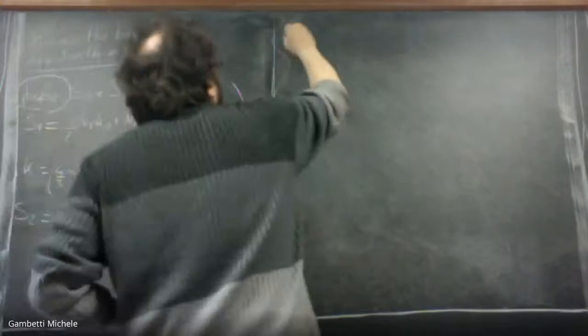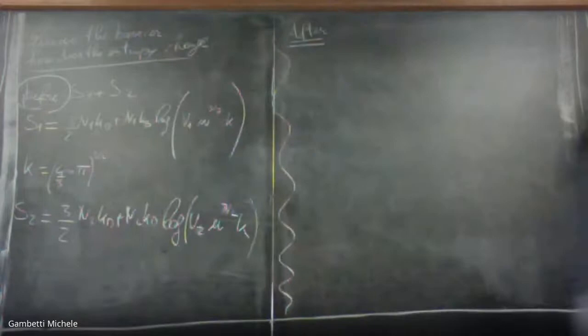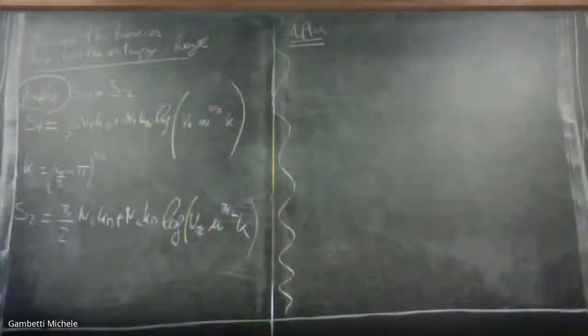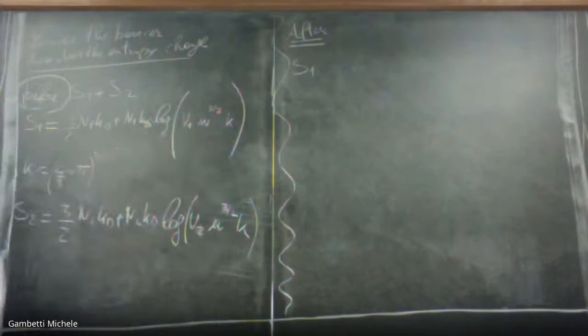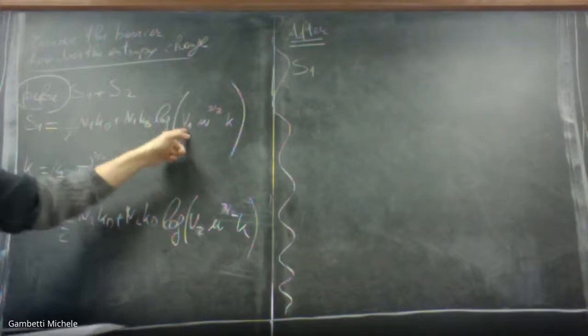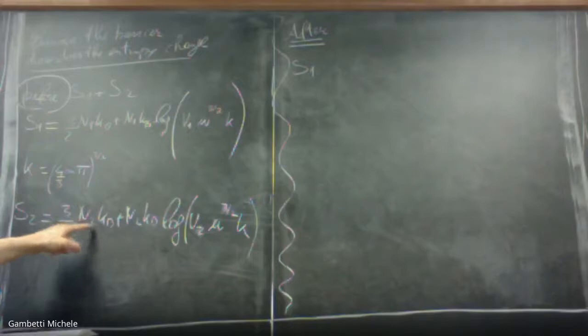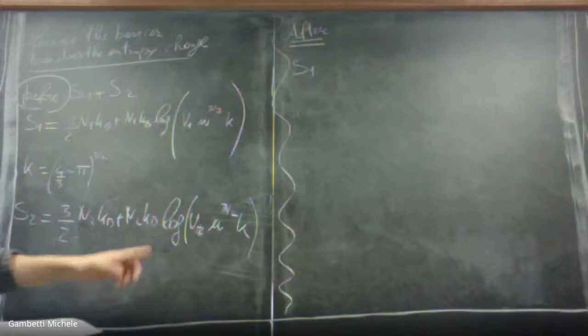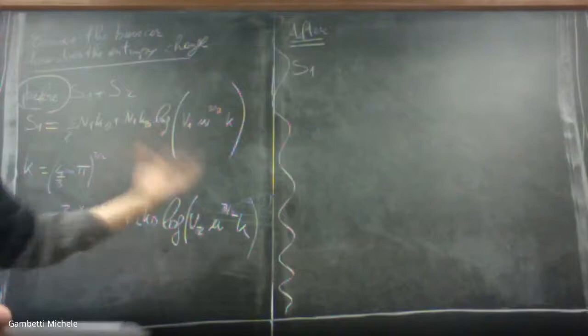So this is before. Now let's see what happens after. Let us compute what happens afterwards. So the only difference when I compute S1 plus S2 is basically this volume here, in the sense that before, the particles N1 were allowed to move in a volume which was V1, and the particles 2 were allowed to move in a volume which is V2. Whereas in this case, the total volume available for particle 1 and particle 2 is the total volume, so it's the sum of V1 plus V2.